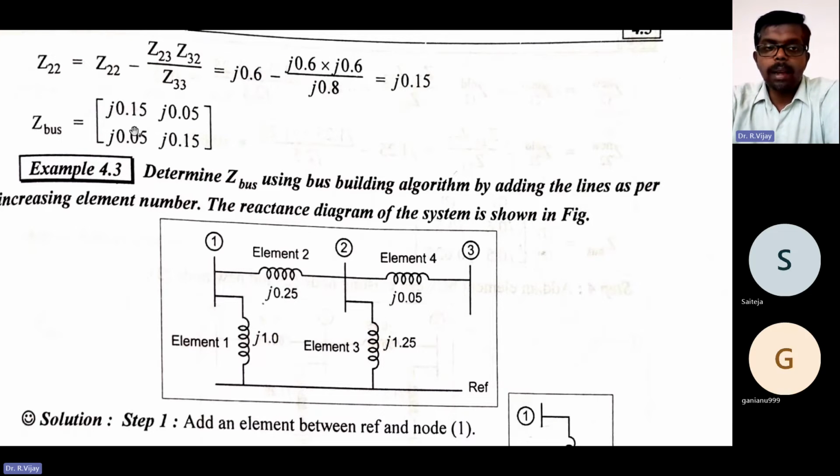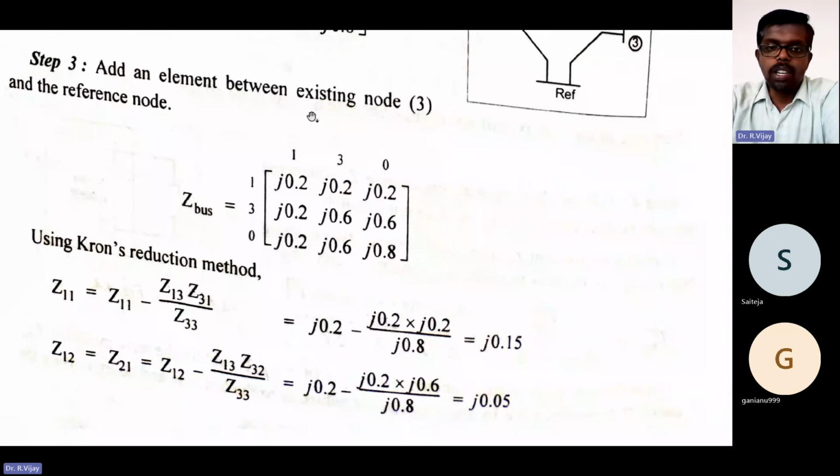So these two values are the same. This value you need to calculate and keep. Okay, so like that it will come. One more shortcut method I can teach you. Instead of using this Kron's reduction formula, you can use one more shortcut method.